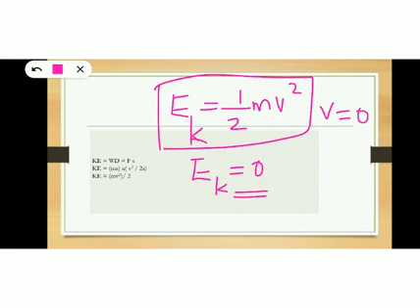In short, kinetic energy is the energy possessed by an object due to its motion, and the kinetic energy of an object increases with its speed. When the velocity increases, kinetic energy also increases. So that's all about kinetic energy. Always remember this expression: kinetic energy is equal to half mv square, and the unit of kinetic energy is joule.